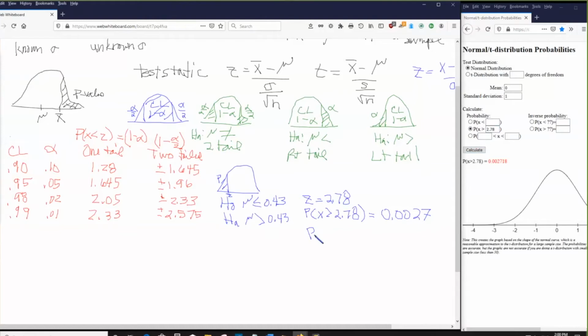my p-value is going to equal that 0.0027.